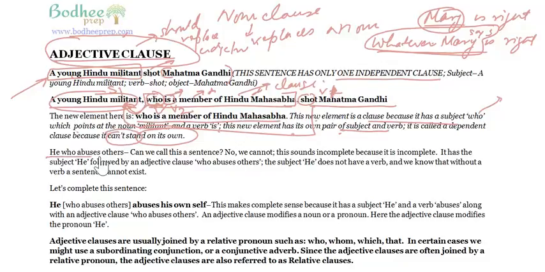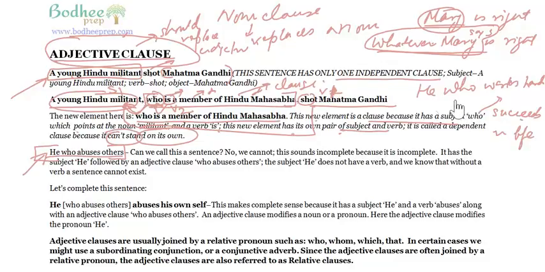He who abuses others, can we call this a sentence? No, you will not. Suppose if I say he who works hard, right? He who works hard succeeds in life, correct? He who works hard succeeds in life.